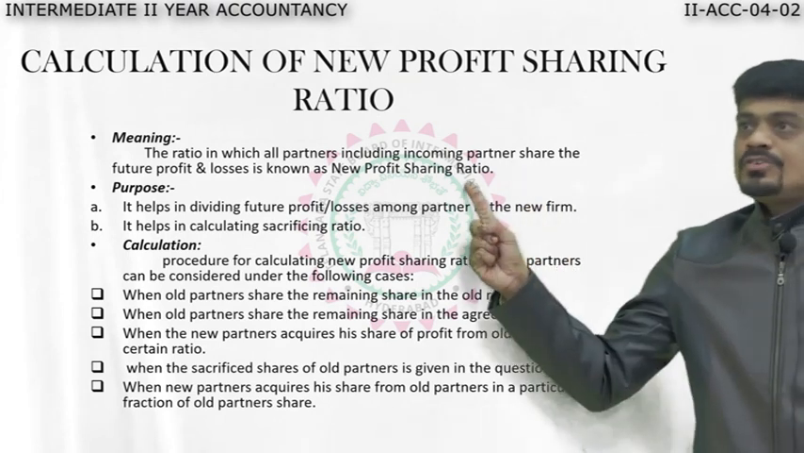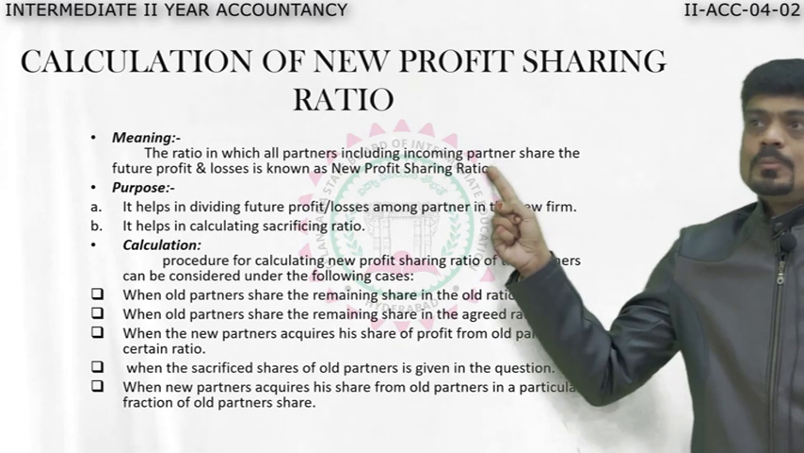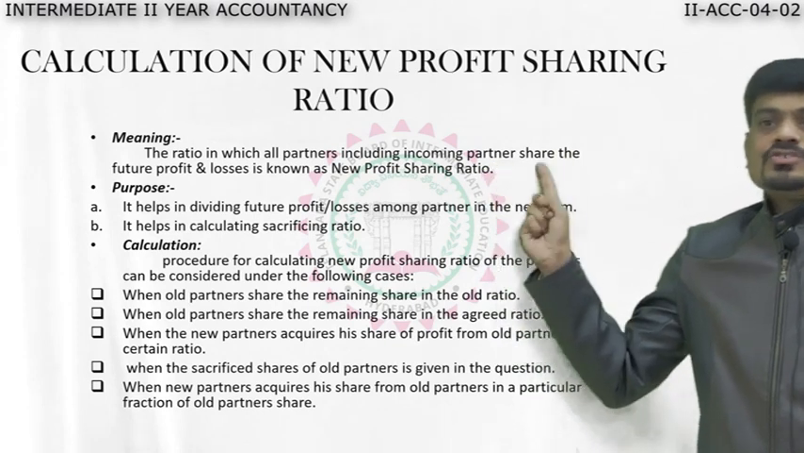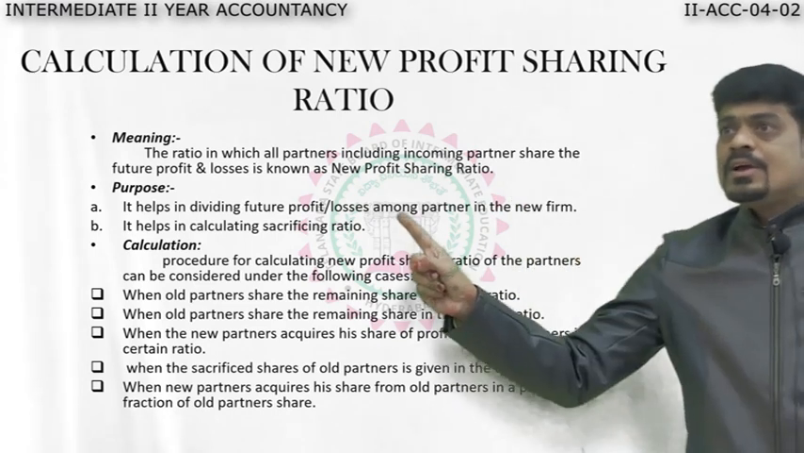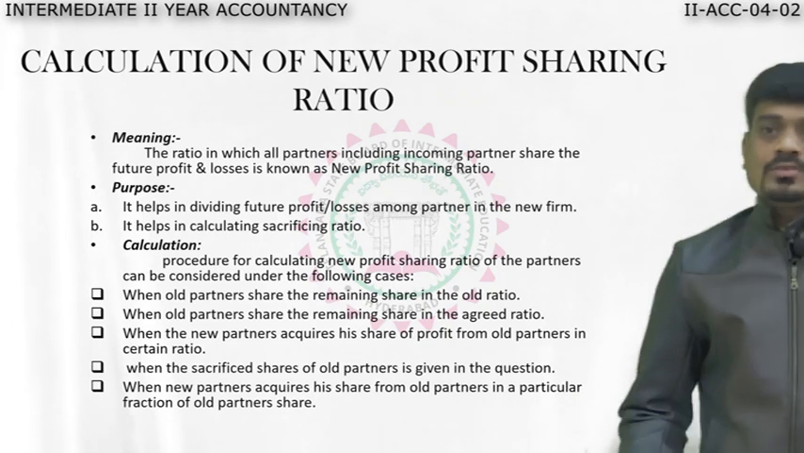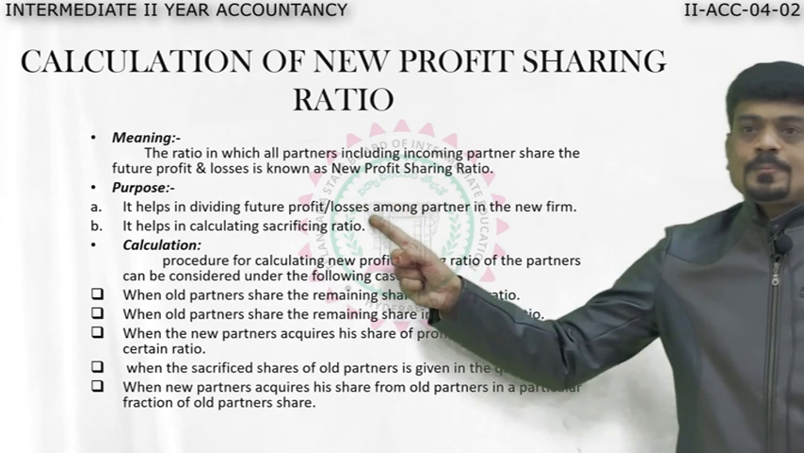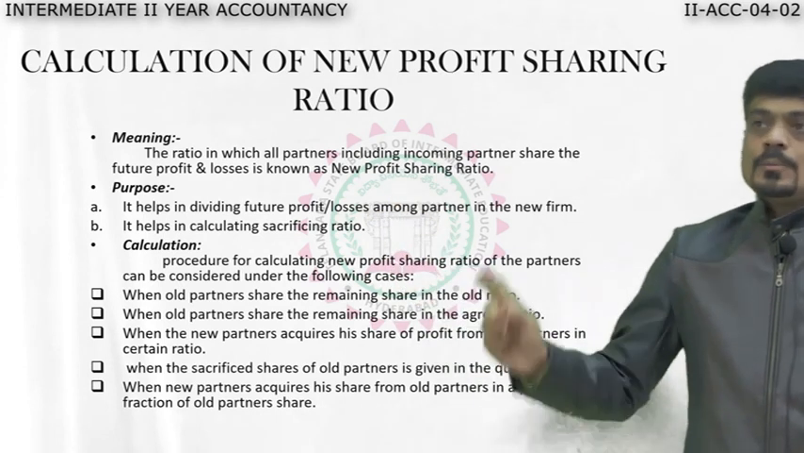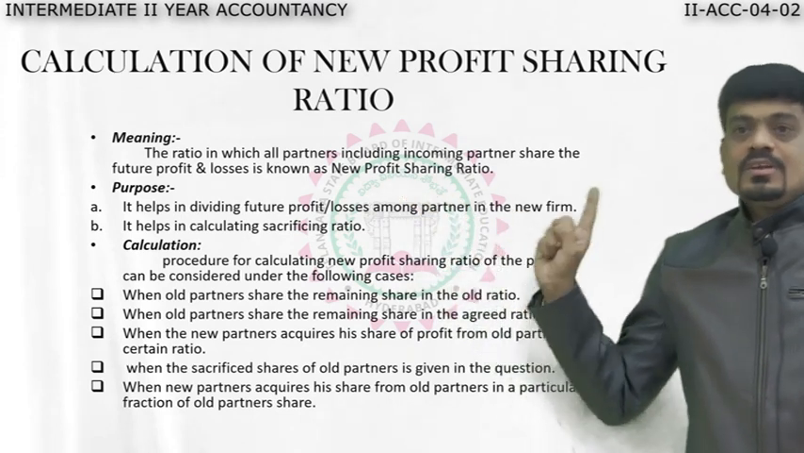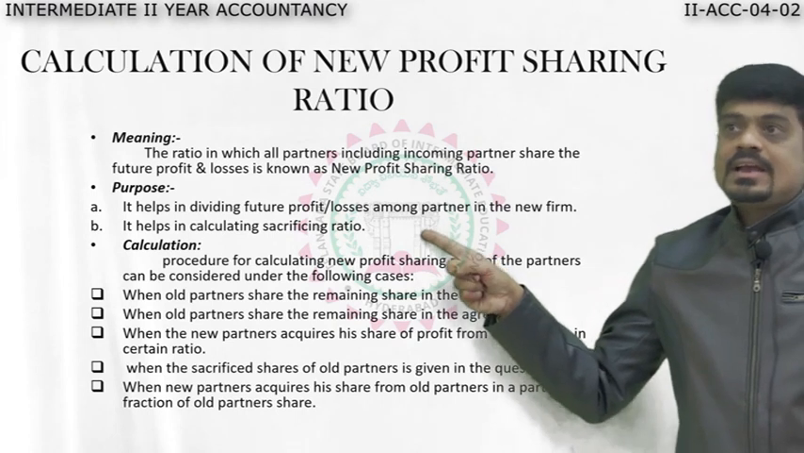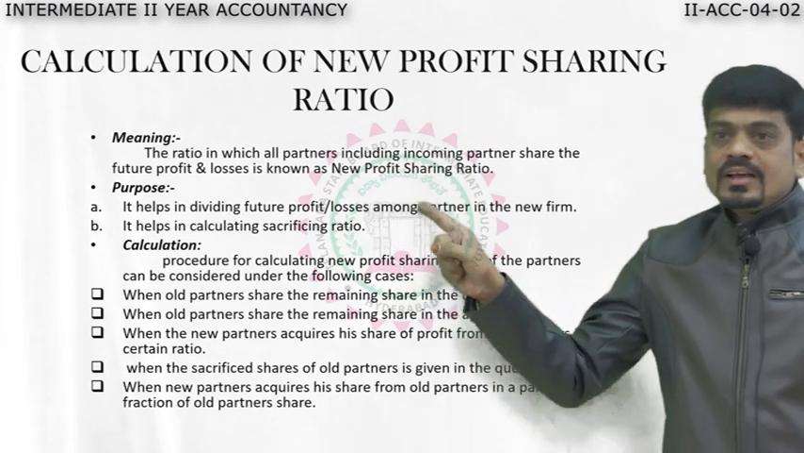So, what is new profit sharing ratio? The ratio in which all partners, including the new partner or incoming partner, share the future profits is known as the new profit sharing ratio. Then, why do we have to calculate it? What is the purpose of calculating the new profit sharing ratio? The first purpose is that it helps to divide future profits among the partners. Second, it helps to calculate the sacrificing ratio. Okay, these are the two purposes.